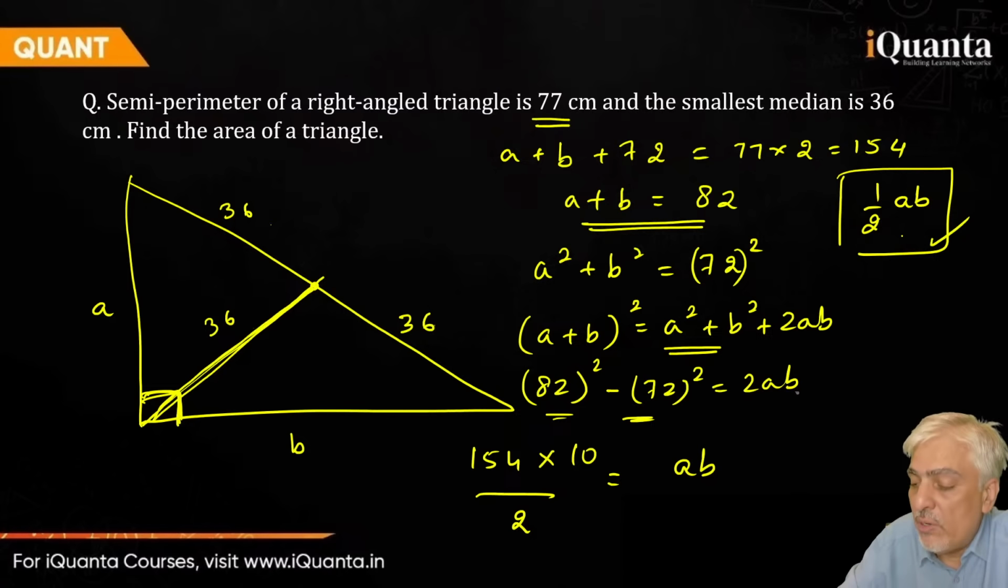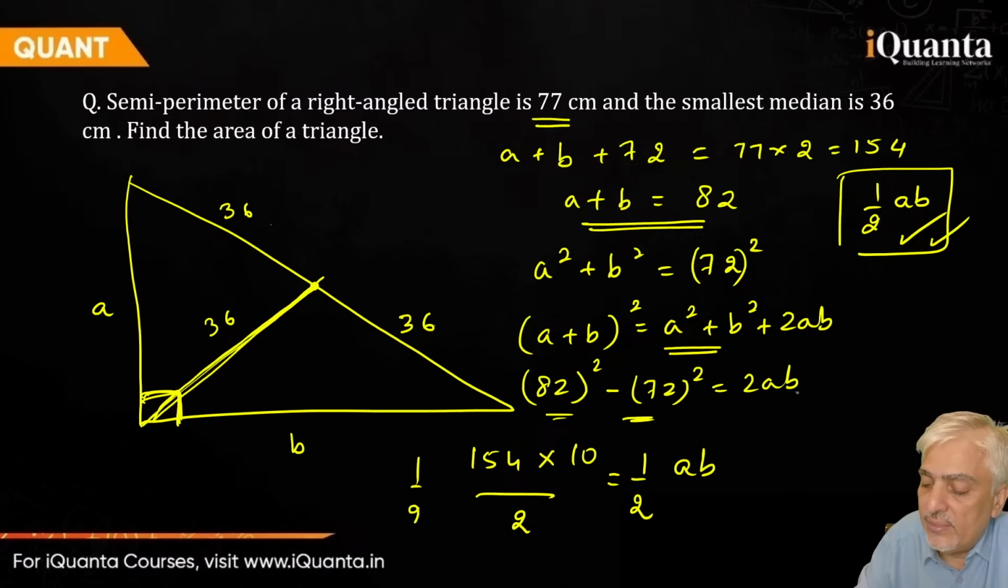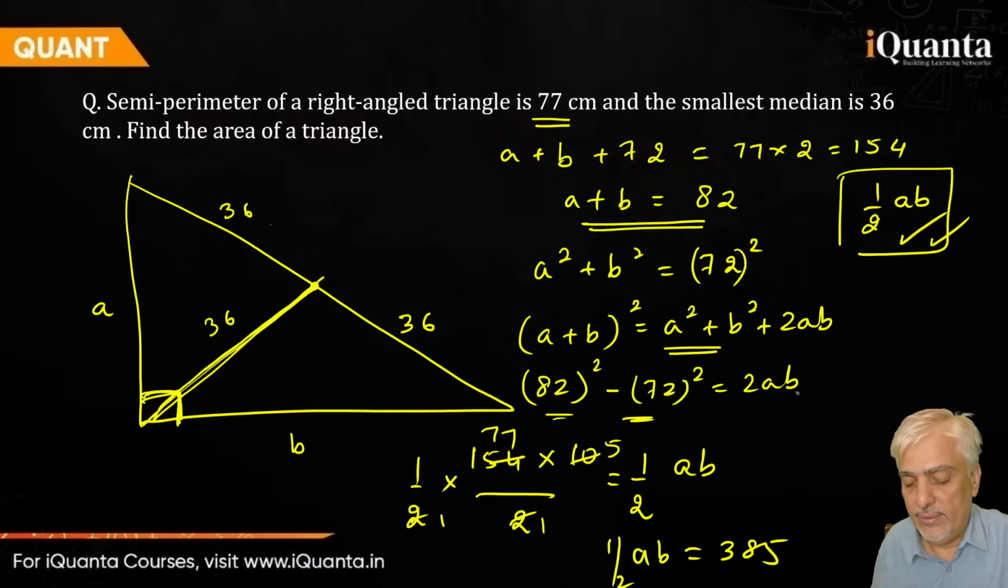But we don't want AB, we want half AB. Multiply both sides by half. Sum is over. 2 ones are, 2 fives are, 2 77s are. Half AB is 385. That's your answer.